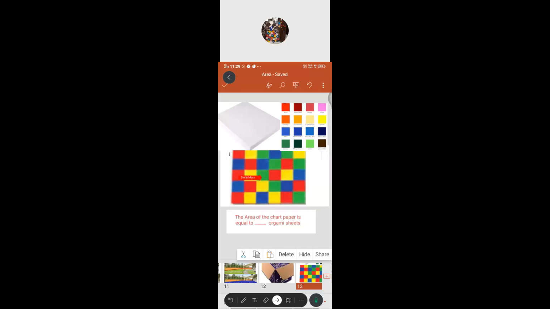Side by side, if you see, 1, 2, like this, you keep on covering it on the chart paper, 1, 2, 3, 4, 5, like this. At the end of the 30th origami sheet, the chart paper was fully covered, isn't it? So he could not place any more to cover it. So now tell me, the area of the chart paper is equal to how many origami sheets?